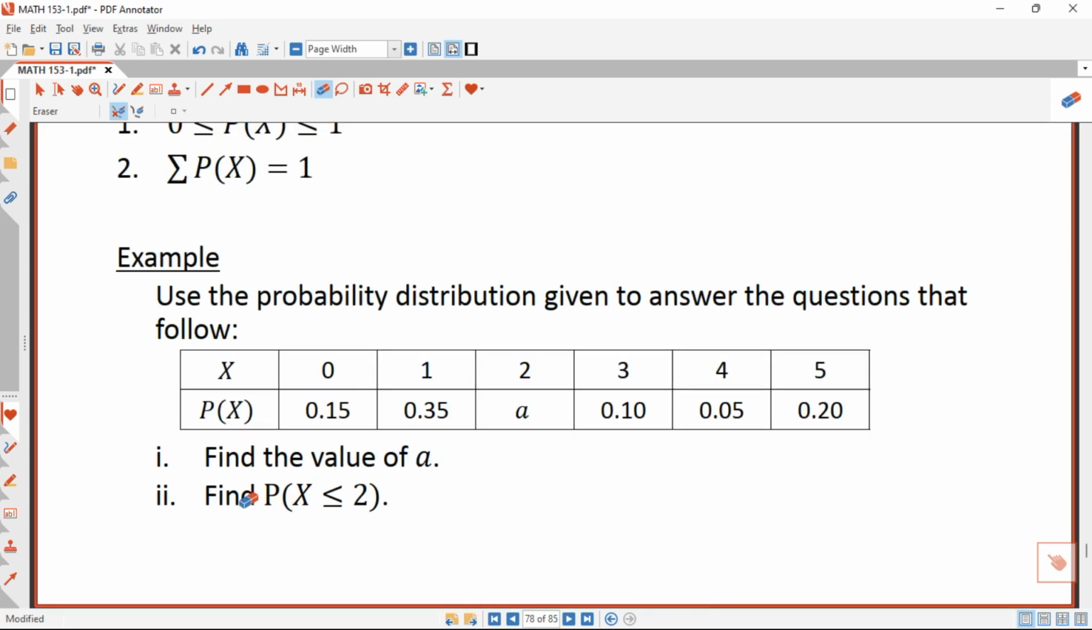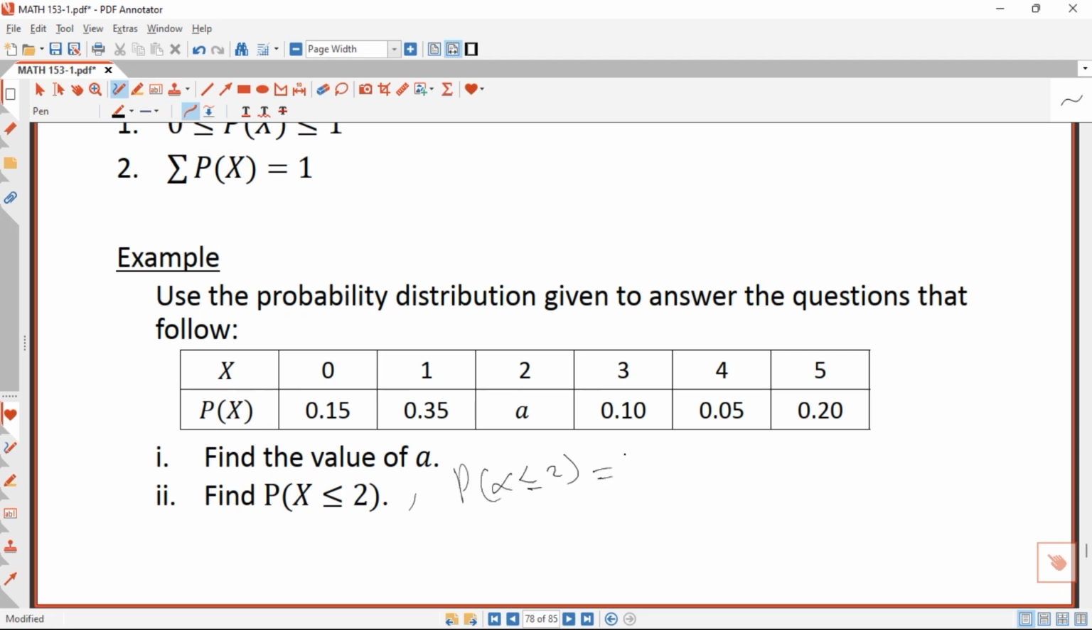So let's go to the second question. It said find the probability that our x is less than or equal to 2, right? So they want us to find the probability that our x is less than or equal to 2. So if our x is less than or equal to 2, it means that you should find the probability that our x is less than or equal to 2.